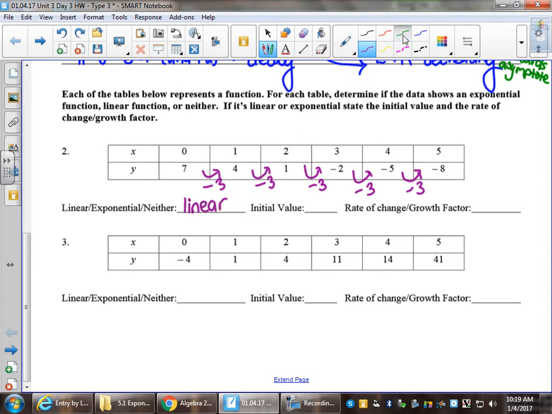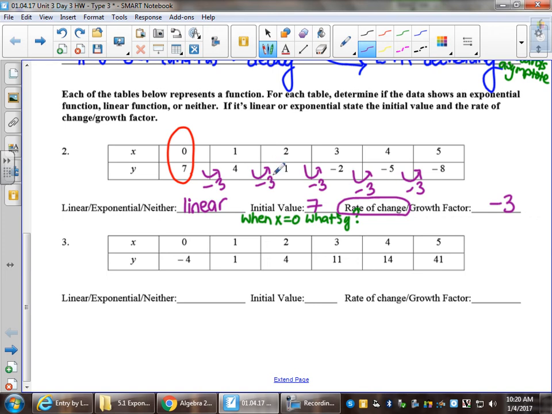Initial value. Remember, initial value when x equals 0, what's y? That's what we're looking for. Let's see, right here. When x is 0, y is 7. This is linear, so that means that I have a rate of change, and the rate of change is -3. The only optional piece of what I just wrote is this question: when x is 0, what's y? Everything else that I just wrote, I would hope that you have written.